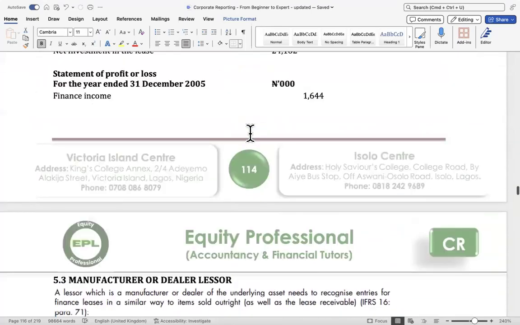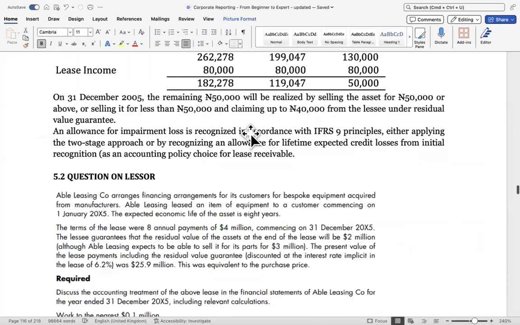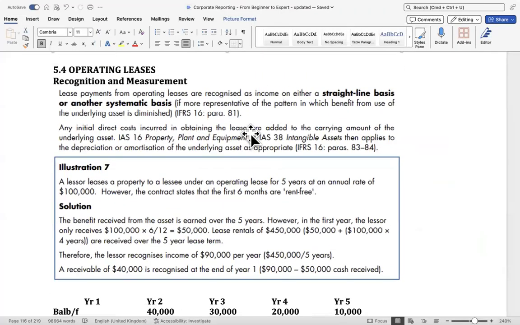So that's finance lease. That's the one that requires work. Operating lease is quite straightforward. And what I mean by straightforward is this.